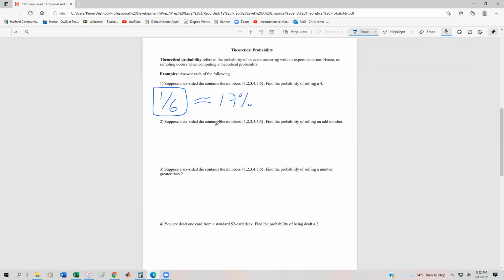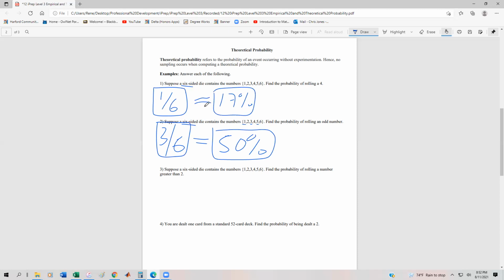Now, let's say we have the same six-sided die, containing 1, 2, 3, 4, 5, 6. We want to find the probability of an odd number. On this die, 1, 3, and 5 are odd numbers. So there are 3 odd numbers out of 6 possible, because it's a six-sided die, and that's 1/2 or 50%. Just be careful when entering your answers. If it asks for the precise or fractional value, give 3/6, and if it asks specifically for a percentage, then give the percentage.